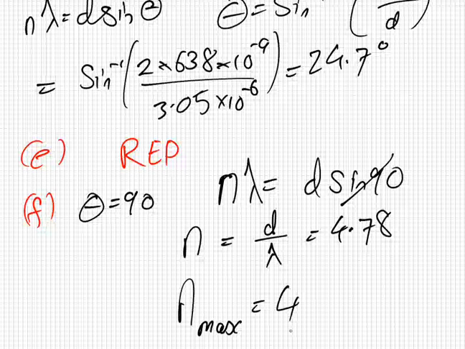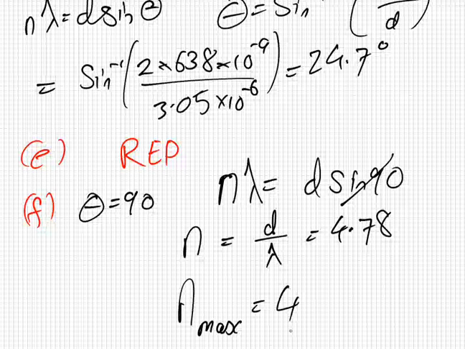And then finally, what is the biggest order? So the biggest order is when the angle is 90. So you want theta to equal 90. That means you want n lambda to equal d sine 90, and sine 90 is 1. So the biggest n could be is d over lambda. What did I say the d was? 3.05 times 10 to the power of minus 6. And the lambda was 638 nano.